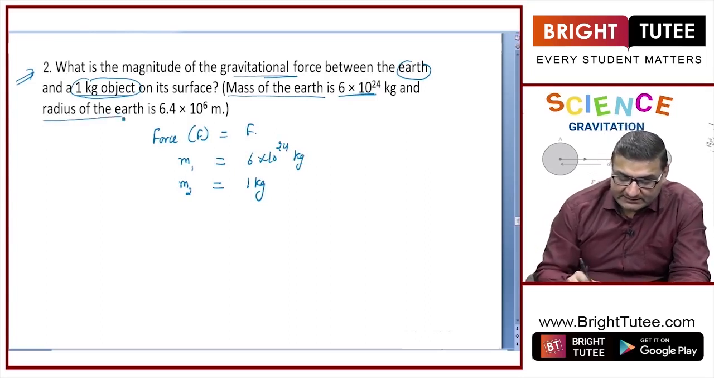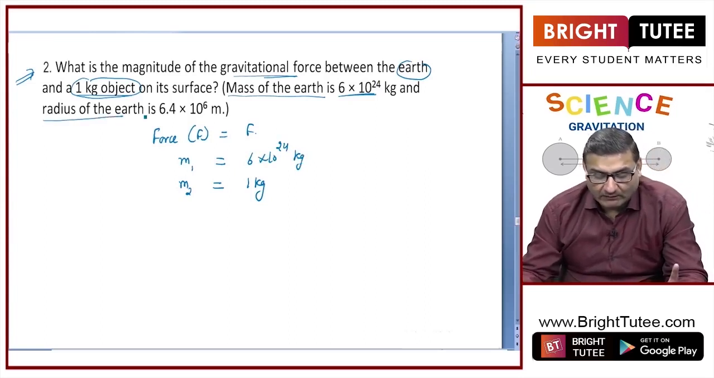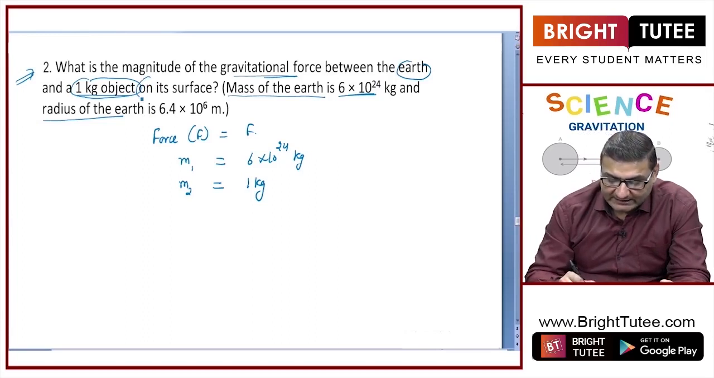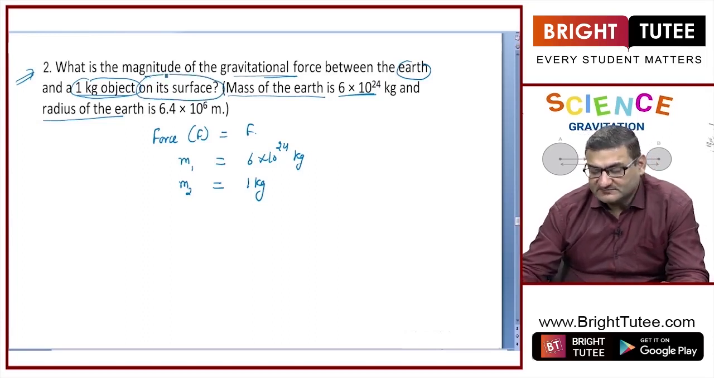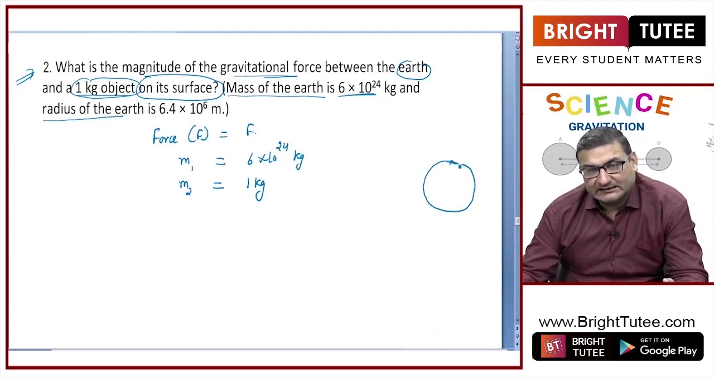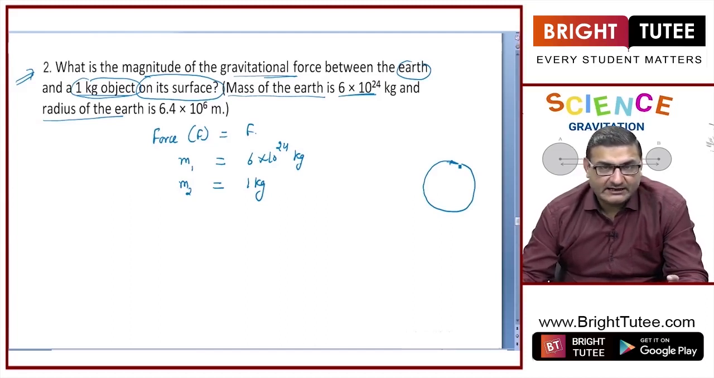Then the radius of the earth is given to us. Now, why exactly is the radius of the earth given to us? The reason behind that is the object is kept on the surface. Now, let this be our earth. Now, the object is kept on the surface of the earth. So, if I want to take the distance between the objects, it will be between the centers of these two objects.